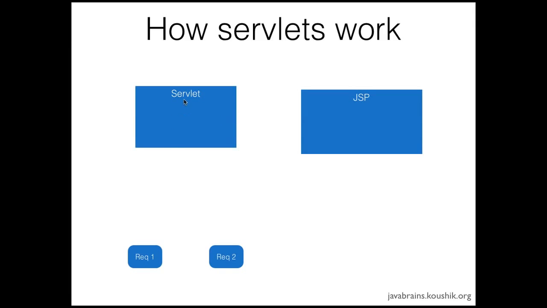Tomcat does not create two different instances of the servlet. It creates two different threads. So each thread over here is going to address the request that has come separately. So both these threads are of the same servlet. Thread 1 addresses request 1 and thread 2 addresses request 2. So this is how servlets work. They are threads, and then each thread addresses a particular request that comes in.